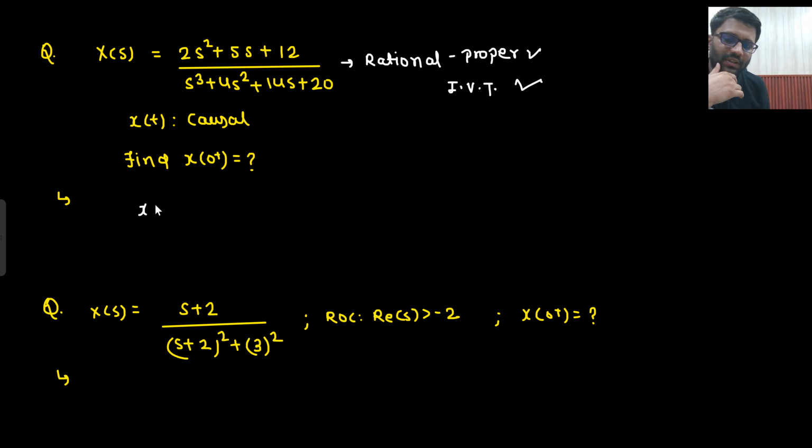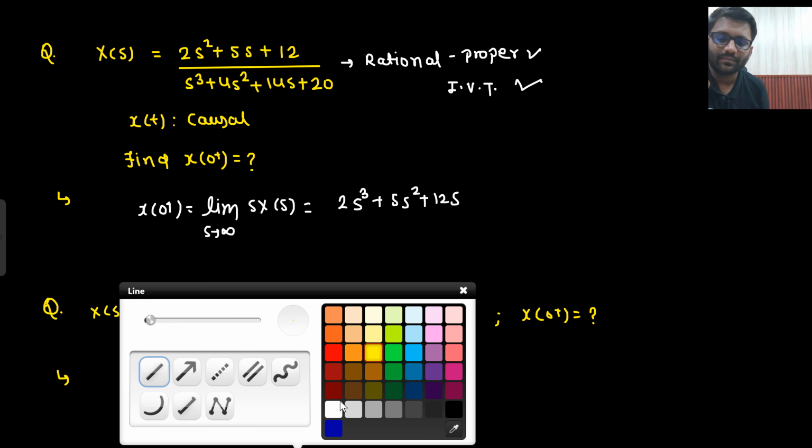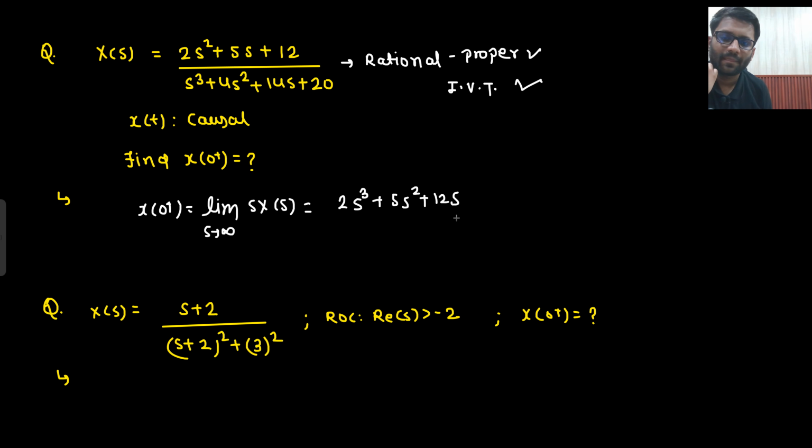So what you will do? Sir, x of 0 plus is equal to limit s tending to infinity s into x of s. So sir, whatever it is given, I will multiply this with s. So 2s cube plus 5s square plus 12s, divided by s cube plus 4s square plus 14s plus 20.